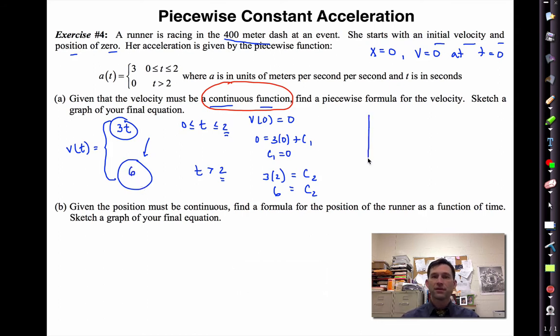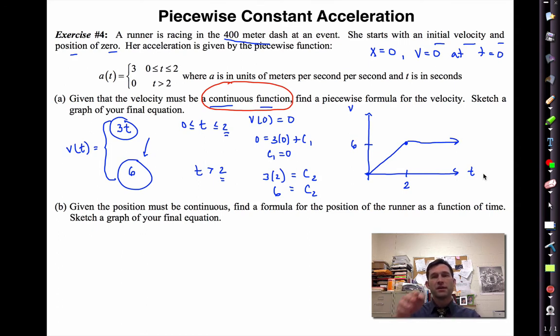Let's graph it. This is actually kind of nice, right? So t and v. What do we know? Well, we know it's linear going through the origin, and after 2 seconds, it's going to hit 6, and then it looks like this, right? That's it. That's our velocity function.